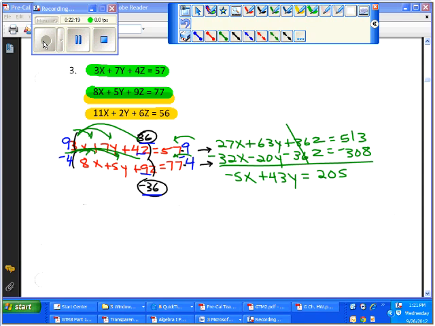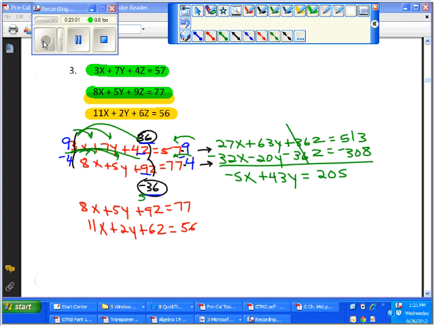So we do the same thing we just did with the bottom 2. We used the top 2, now we're using the bottom 2. So we use the middle one twice. Now we're going to do the same thing with the bottom 2: 8x plus 5y plus 9z equals 77, and 11x plus 2y plus 6z equals 56. We need to eliminate the same variable, so we're going to eliminate the z's.